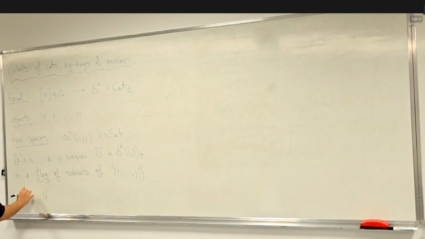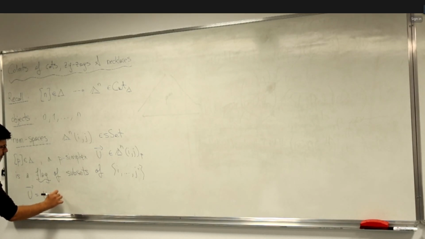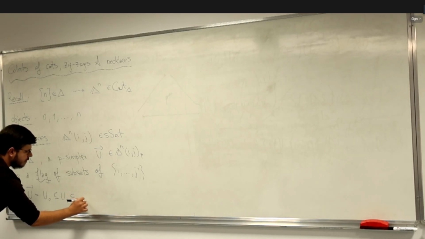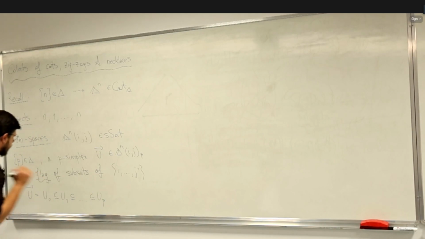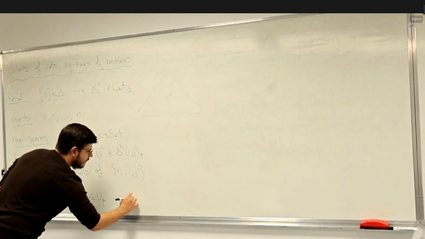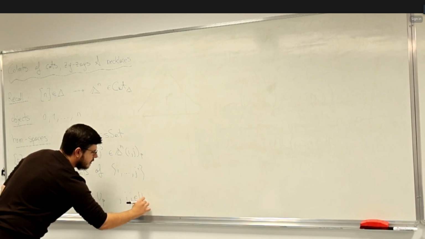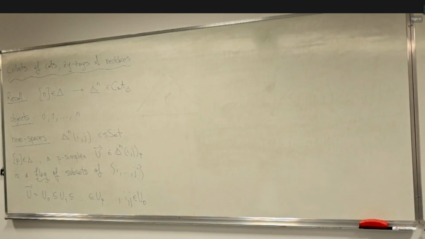So this is basically there is a u0, u1, up to up, such that i and j are in u0, which means they are in all of them.